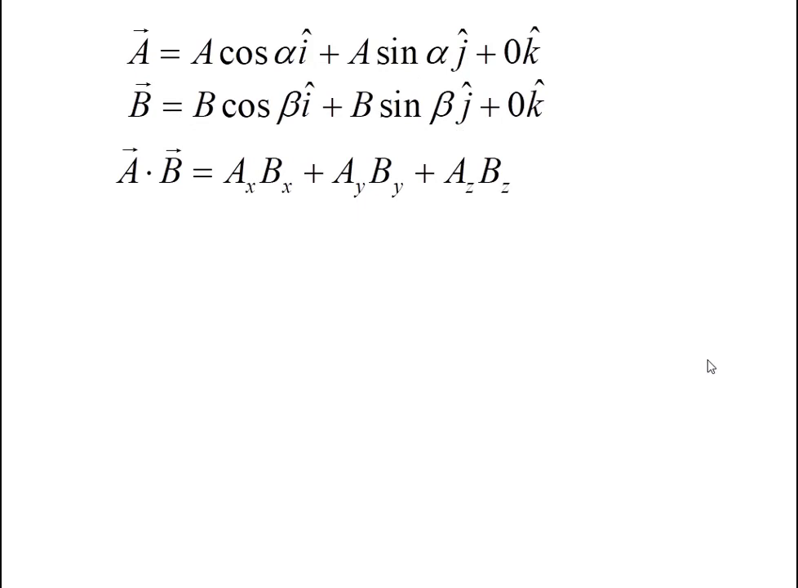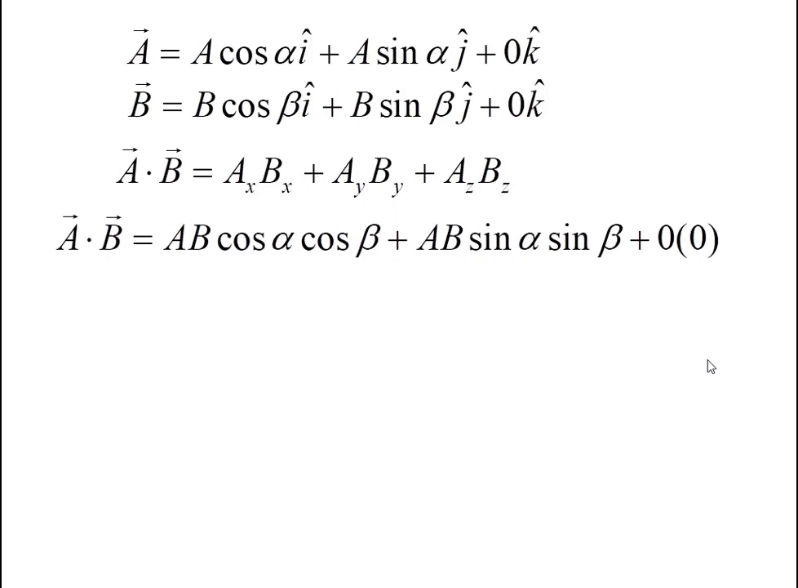So A dot B is AxBx plus AyBy plus AzBz. By the way, I have also made a proof of this relationship for the dot product in another video, and you can have a look at that. And A dot B, by directly plugging in everything we have into this formula, becomes AB times cosine of alpha cosine of beta plus AB times sine of alpha sine of beta plus 0.